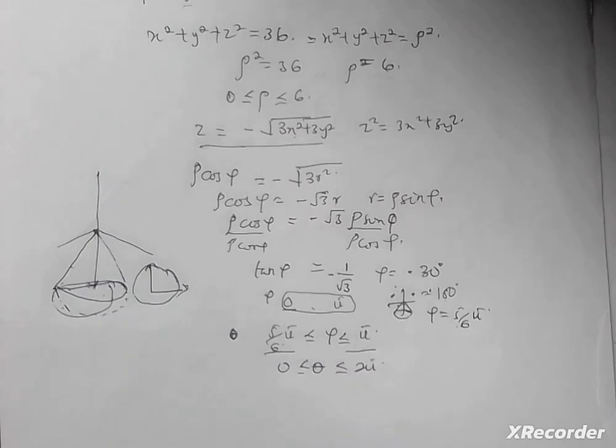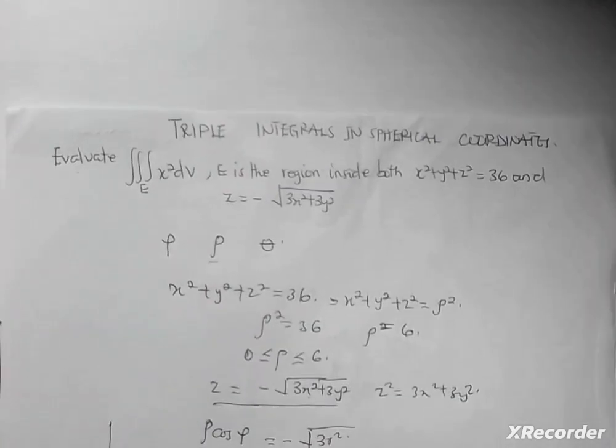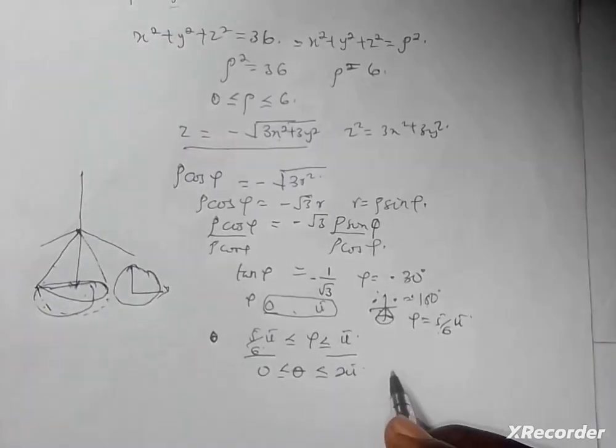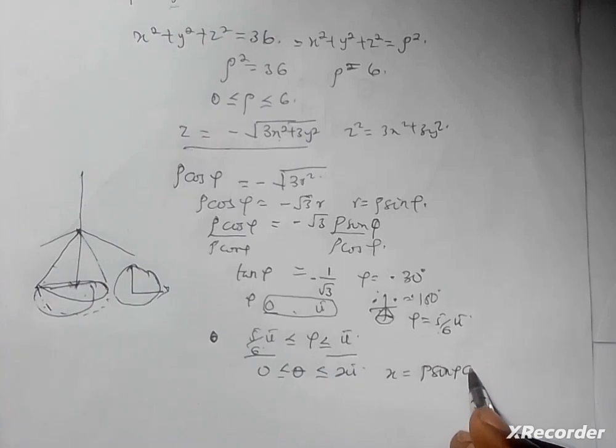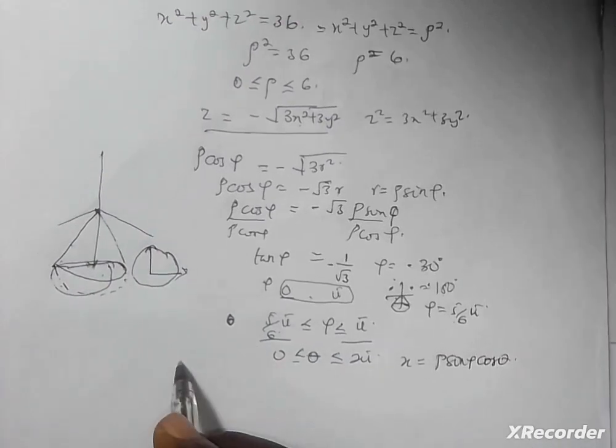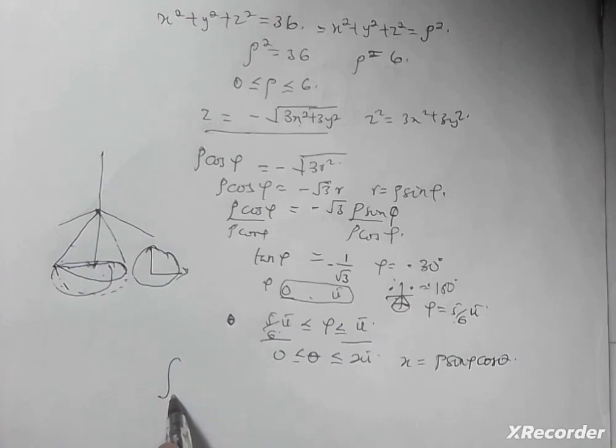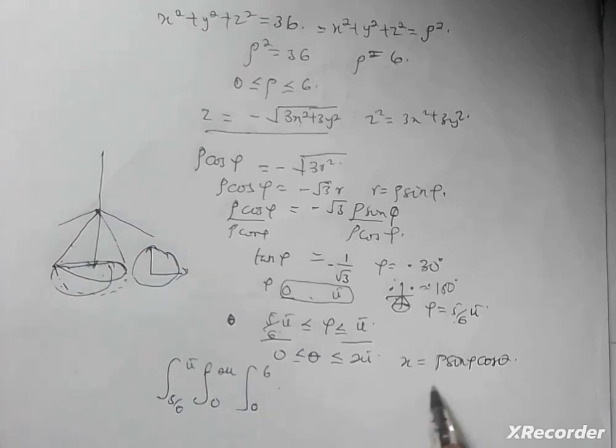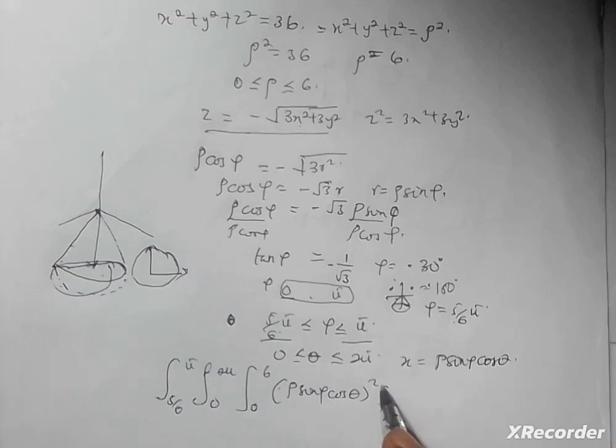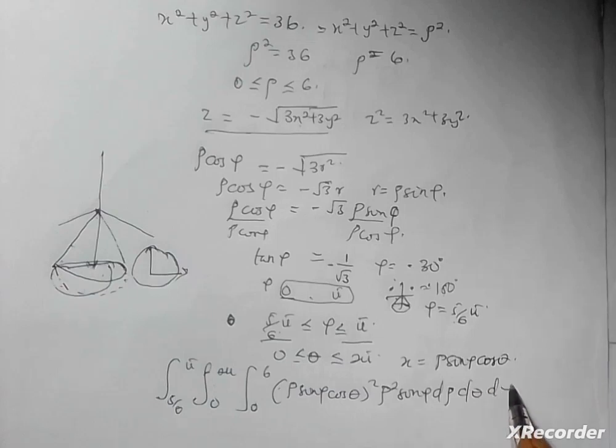So now we are done with all our conversions. So we have to convert. The function is x squared. And you know that x in the spherical coordinate is given by what? Rho sine phi cos theta. So you bring your triple integral with phi from 5 over 6 pi, then another integral 0 to 2 pi, another integral 0 to 6 of this whole thing squared. Open brackets, rho sine phi cos theta all squared. Then we introduce our rho squared sine phi, the d rho, d theta, d phi.